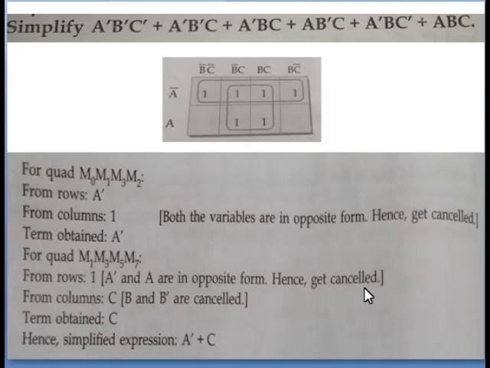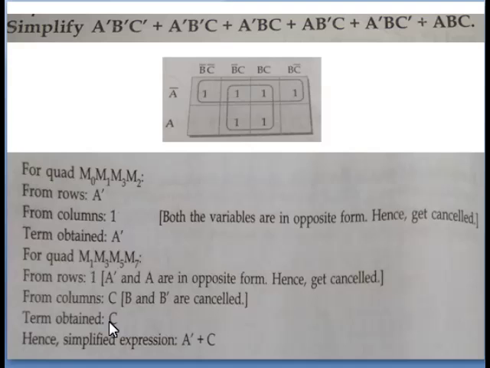So for this quad, go to the columns B dash C and B C. So B dash and B are opposite to each other, so it will get cancelled. Then we will get only C. From columns, B and B dash are cancelled. So the term obtained is C. So from the second quad we got C.